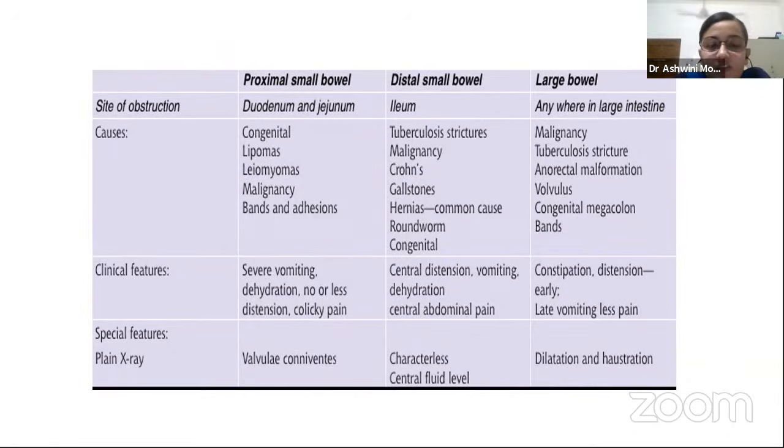What are the special features on the plain X-ray by which you can differentiate these three? Whether it is a proximal small bowel, distal small bowel, or a large bowel. Valvulae conniventes will be present in the small bowel. A characteristic central fluid level is seen in the distal small bowel, whereas dilated haustrations will be seen in the large bowel.